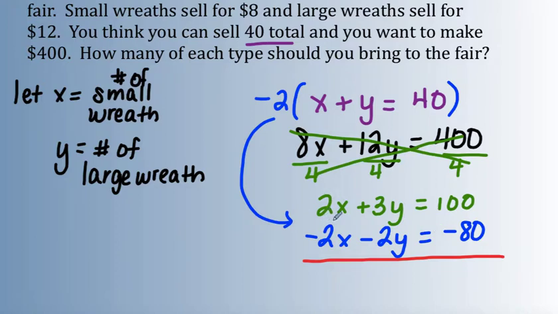All right, so the 2's are opposite, so they're going to get eliminated. 3, and I'm adding the equations together, so 3 minus 2 gives me y, so y equals 20. So that tells me really quickly that if there were 20 large wreaths sold, then there would be 20 small wreaths sold because there were 40 total. So simplifying can make these much, much easier.